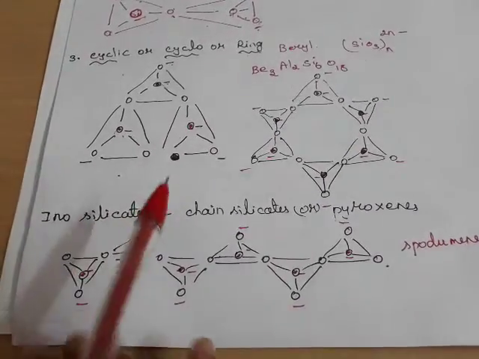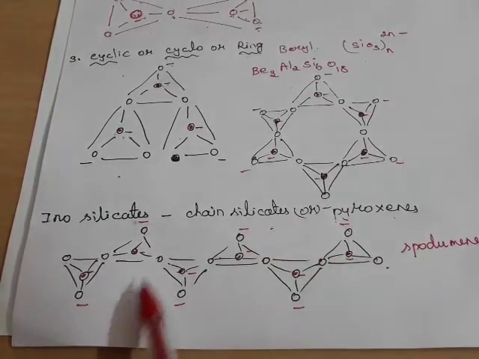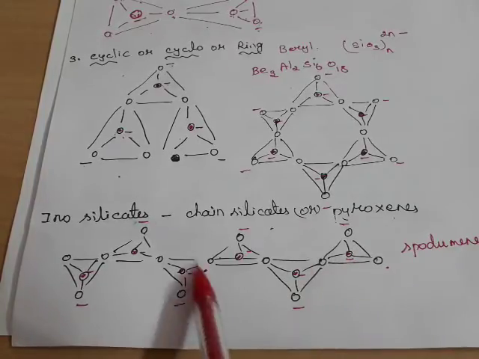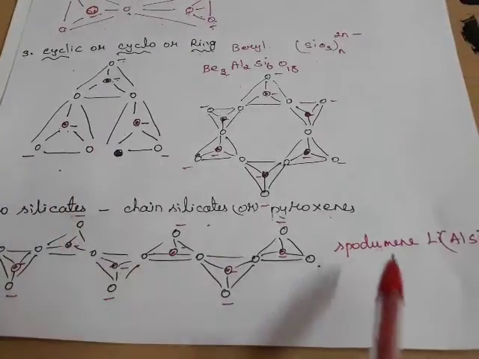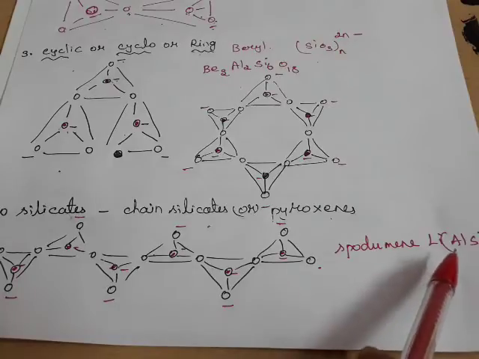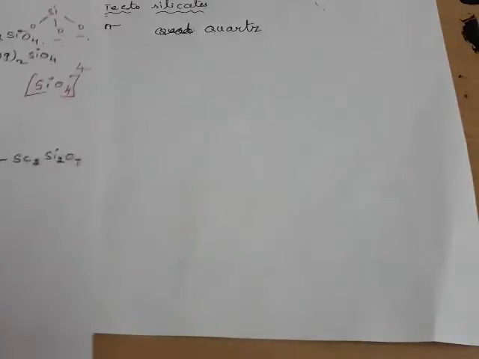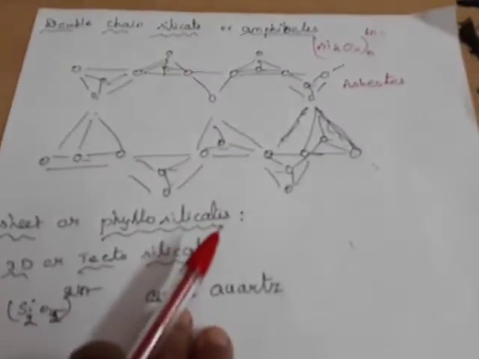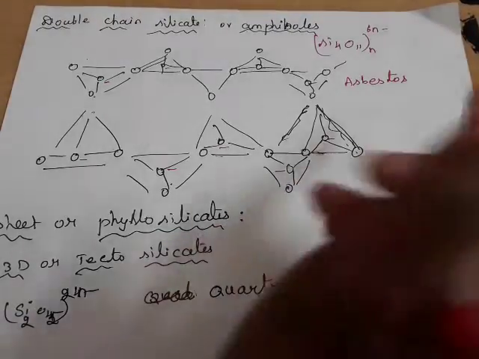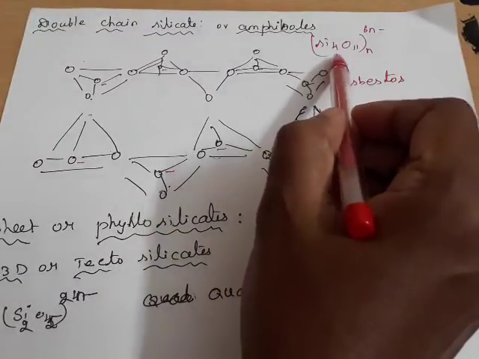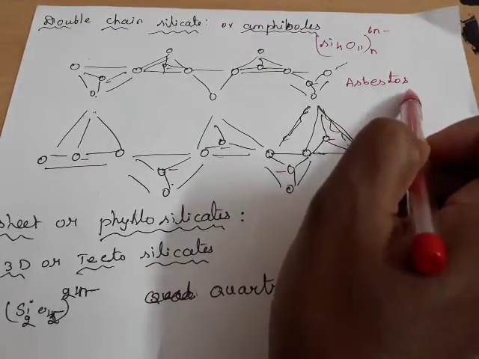Next we are going to see the inosilicates, the chain silicates, also called pyroxenes. This is the structure of the inosilicates. It looks like a chain, so it is called the chain silicate. The example is spodumene, LiAlSi2O6. Next we are going to see the double chain silicate, the amphiboles. The common formula is Si4O11 to the power n, 6n minus. The example is asbestos.